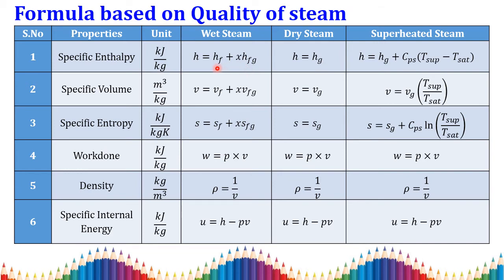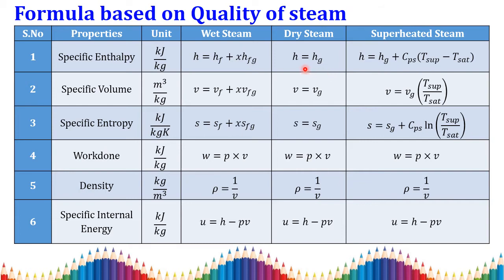Here hf is the specific enthalpy at the liquid stage. This is a combination of both liquid and gaseous vapor. x is nothing but the dryness fraction. What is meant by dryness fraction? It is the mass of vapor present in the total amount of steam, so x equals mg by mf plus mg.